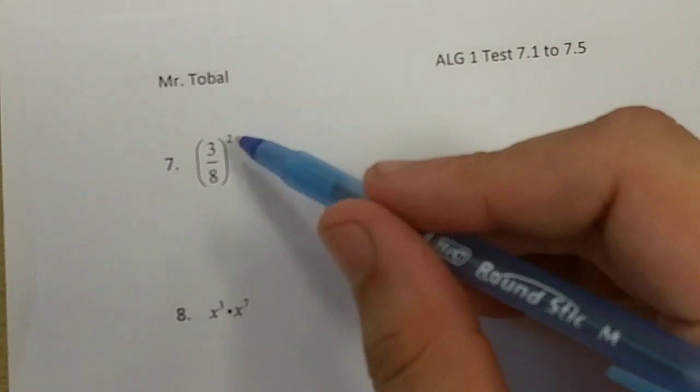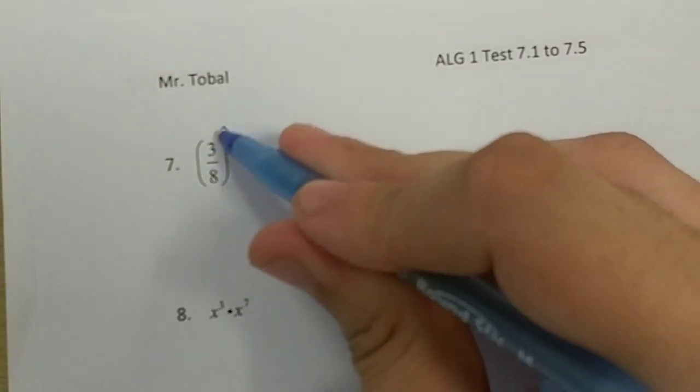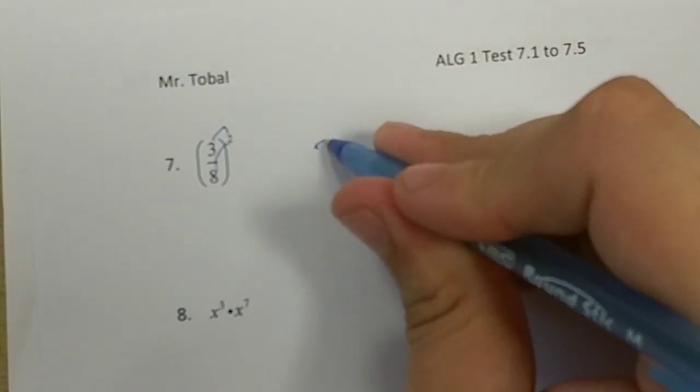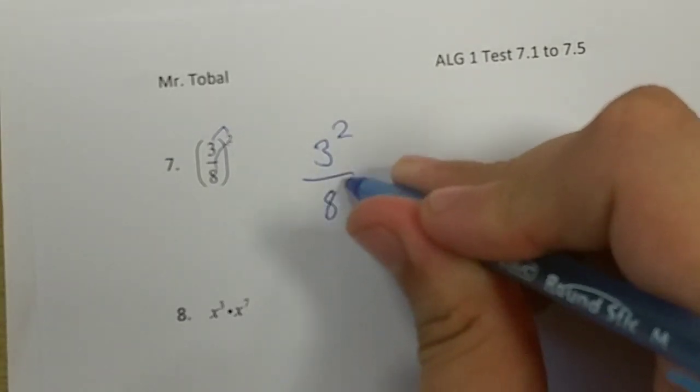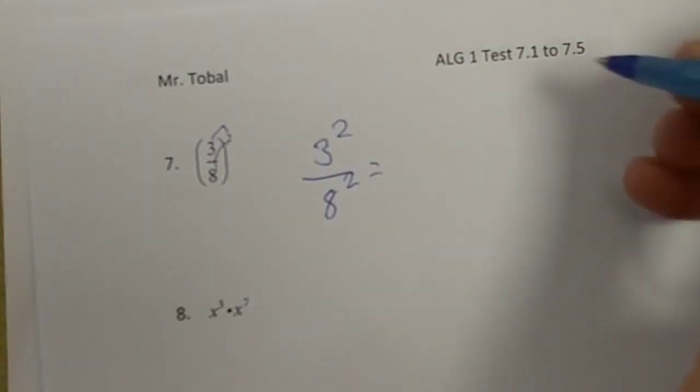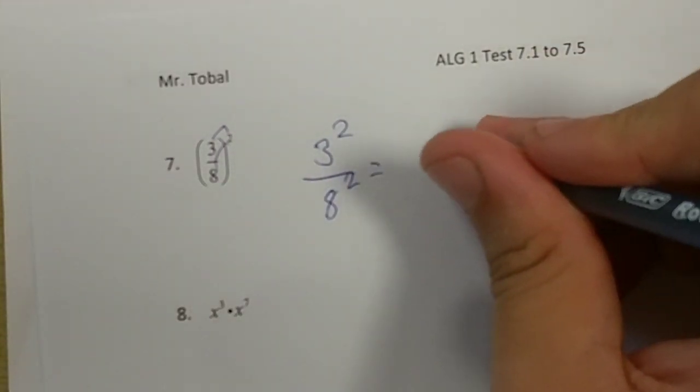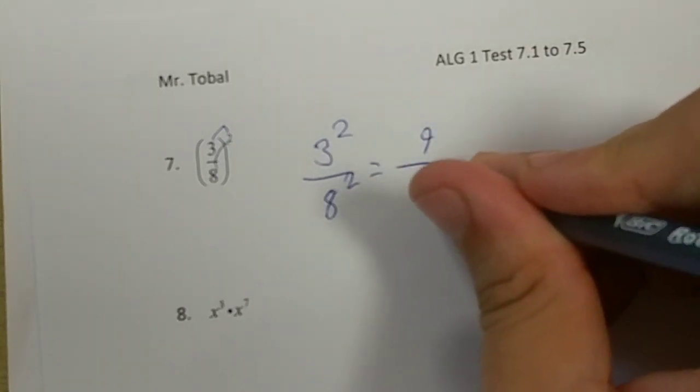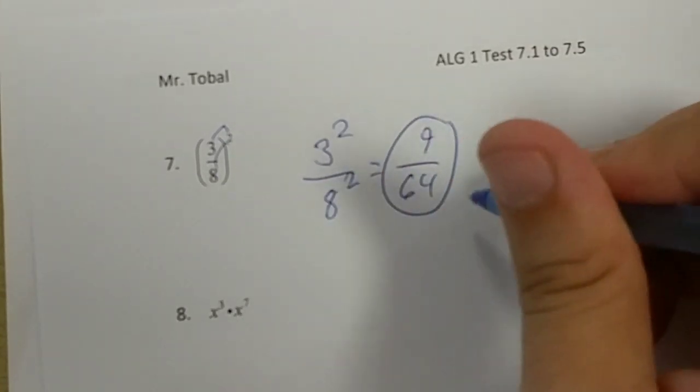All right. When it's a fraction, you just distribute to everybody on the inside. So that's 3 to the second power over 8 to the second power. Since this is a multiple choice question, it probably will look like the answer like this, 9 over 64. So keep an eye out for that type of answer.